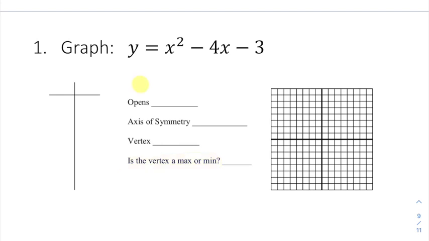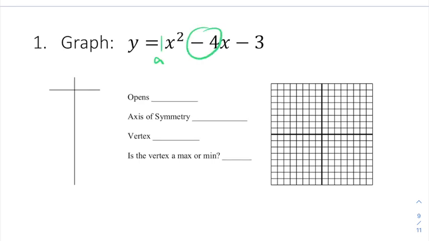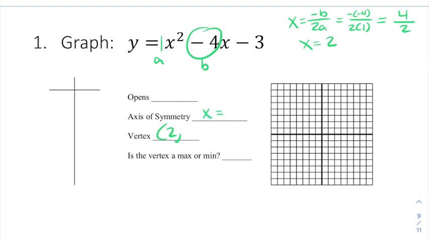You don't necessarily need to follow this order, my first step would always be to find the vertex. In order to find the vertex, I'm going to identify my a and my b. That's really what I need. And I'm going to use the formula x equals negative b over 2a. So pulling the 1 from a and the negative 4 from b, I get x equals negative negative 4 or positive 4 over 2 times 1, 2. That gives me x equals 2. That is the x-coordinate of my vertex, which also happens to be the axis of symmetry. Remember, whatever the x-coordinate is, that's our axis of symmetry.